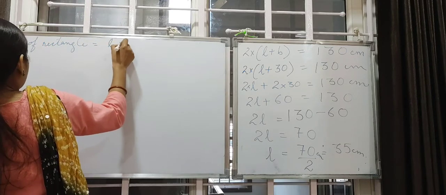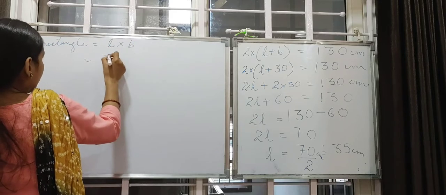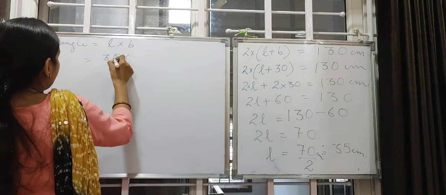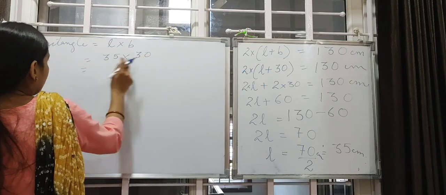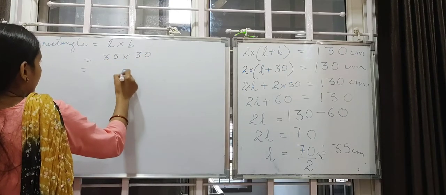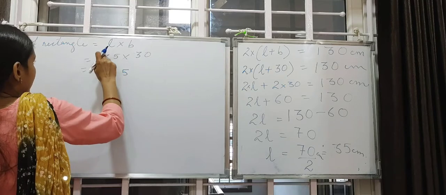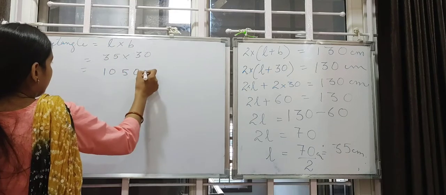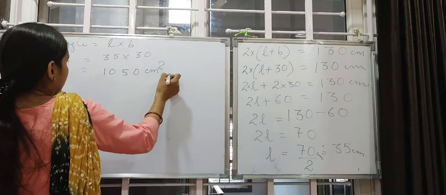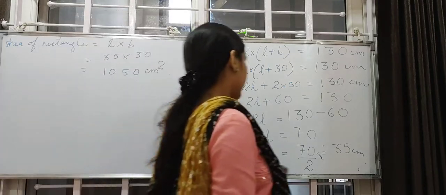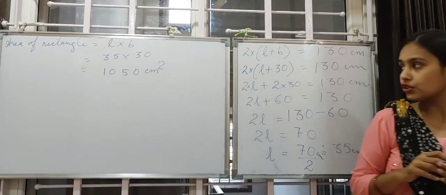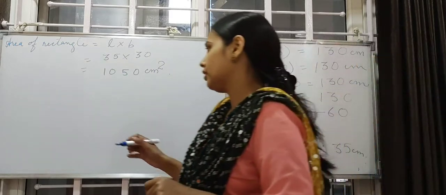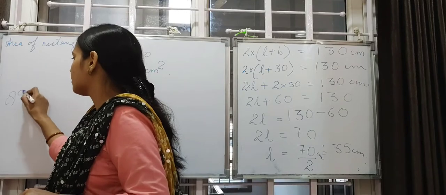Area of rectangle, that is length into breadth, 35 into 30. So 3 5s are 15, 3 3s are 9, plus 1 10, and this 0. So this is the area, centimeters square. So this completes the 7th one. Now we start the 8th question.